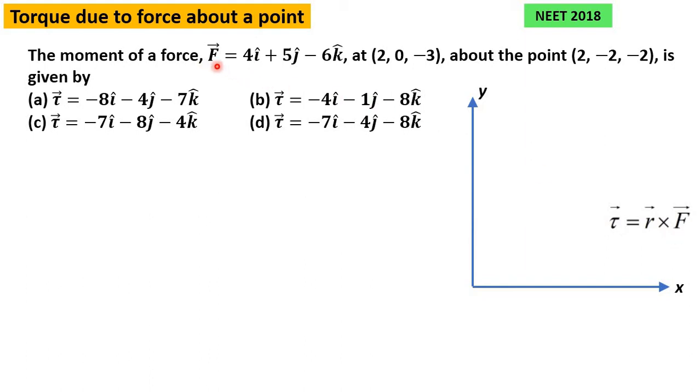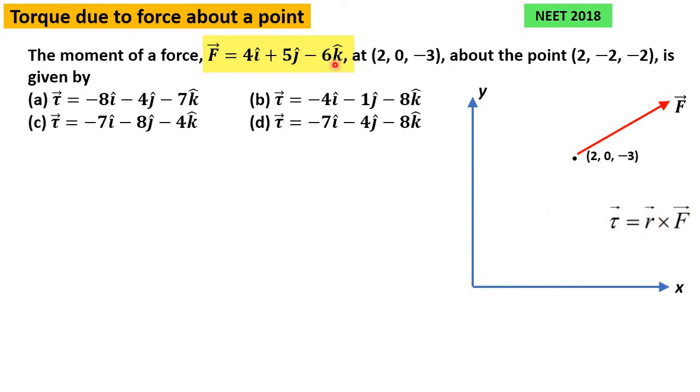It is given in the question that there is a force F which acts at the point 2, 0, minus 3. Let us show that point. So here this is the point 2, 0, minus 3 in the space, and force acts at this point. So here is the force F which is acting at this point, and the force is given by 4 i cap plus 5 j cap minus 6 k cap, which is shown here in some direction. Then what is the R vector for calculation of torque?